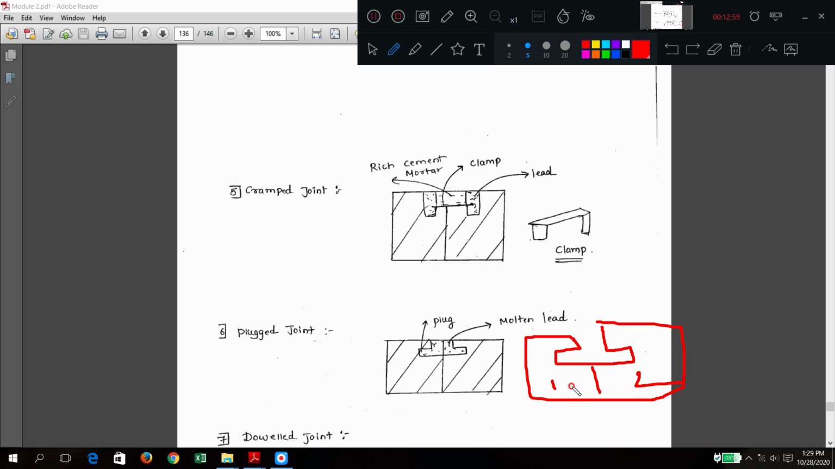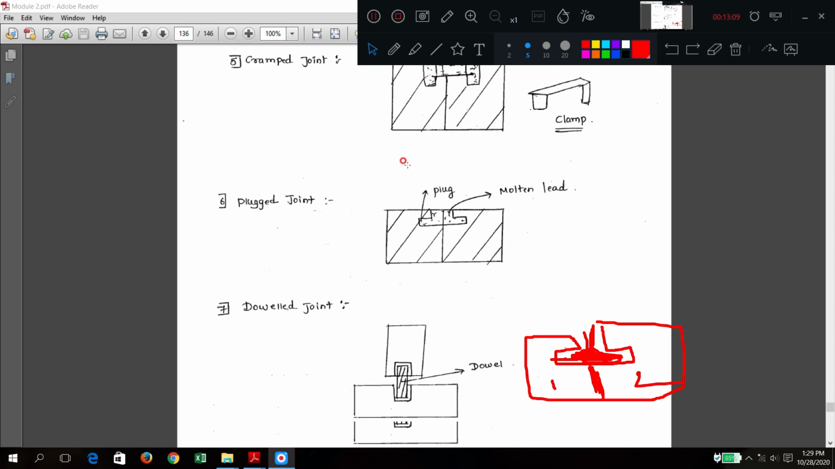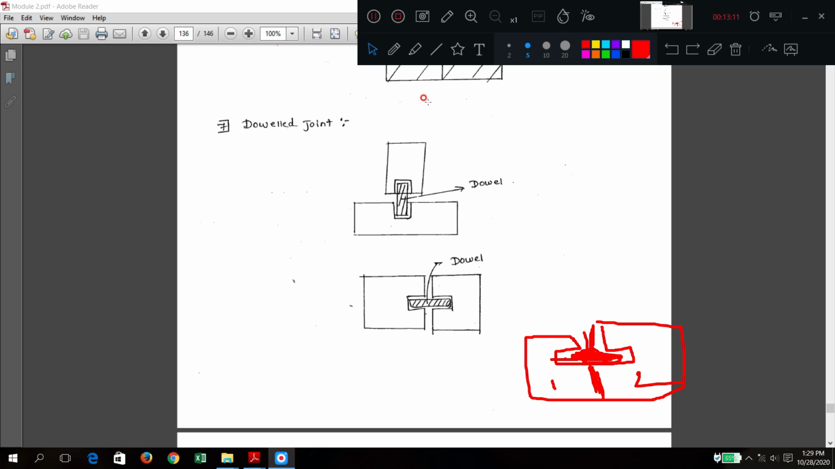One stone, second stone. So here the joining lead or mortar is poured. Dovetail. Sorry. Next is dowelled. One stone, two stone. Here they will place what? A dowel piece, and it is jointed. Dowelled joint.